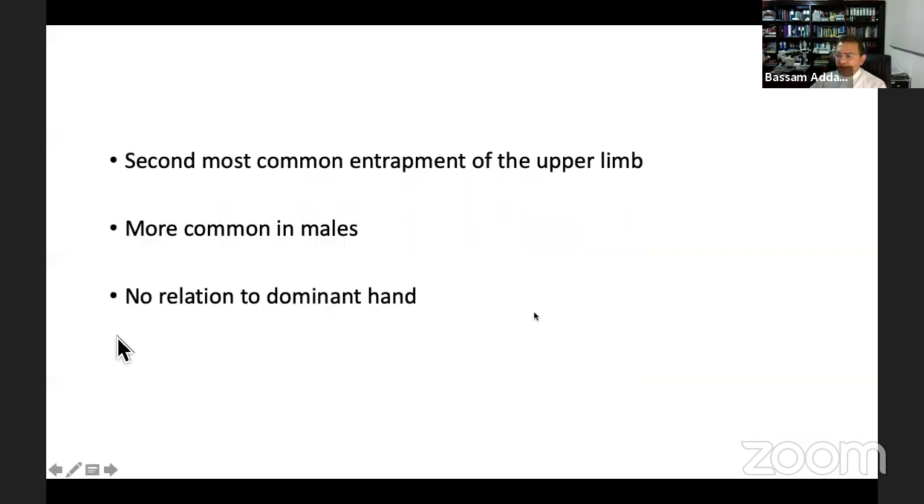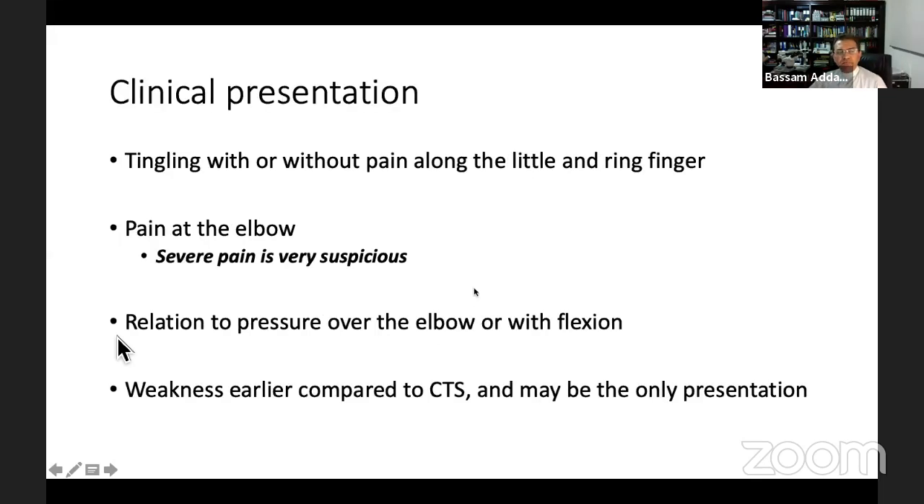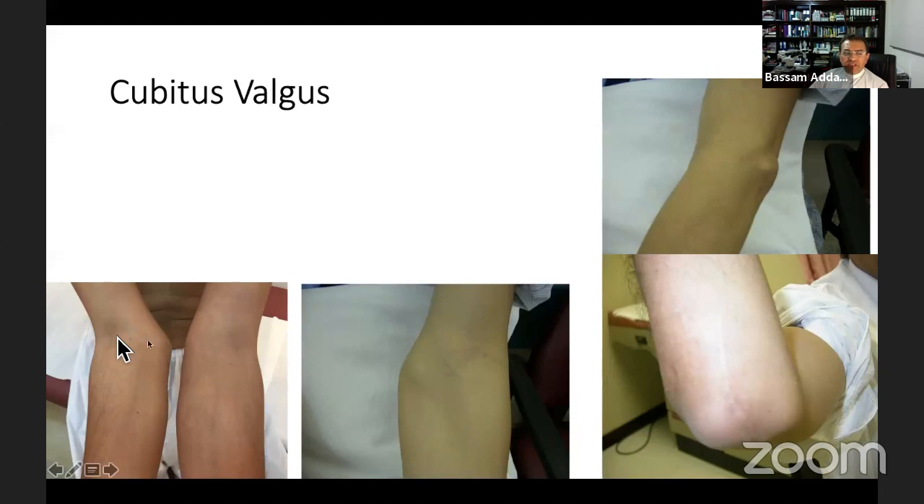Cubital tunnel syndrome is the second most common entrapment. It's more common in males, and usually it presents with tingling, with or without pain, at the little or the ring finger. Pain at the elbow is also common because the nerve also supplies the elbow joint. Patients with cubitus valgus due to previous trauma are at very high risk of developing irritation and a cubital tunnel syndrome.